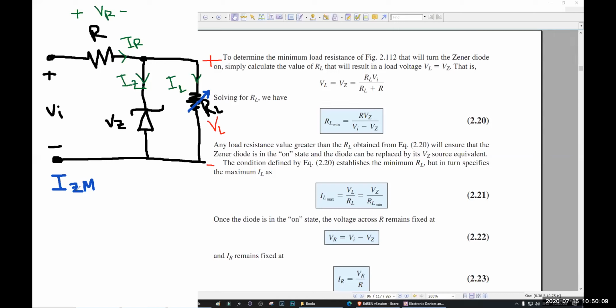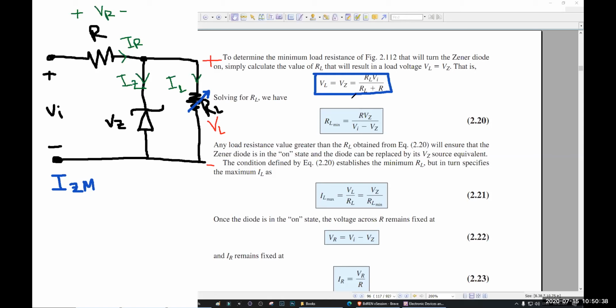Now, as we know, what is our VL? What is the formula of VL? The formula of VL is this one. VL is equal to VZ, which is equal to the formula from the voltage divider: RL into VI divided by RL plus R, right? RL into VI divided by RL plus R. That is the VL formula.